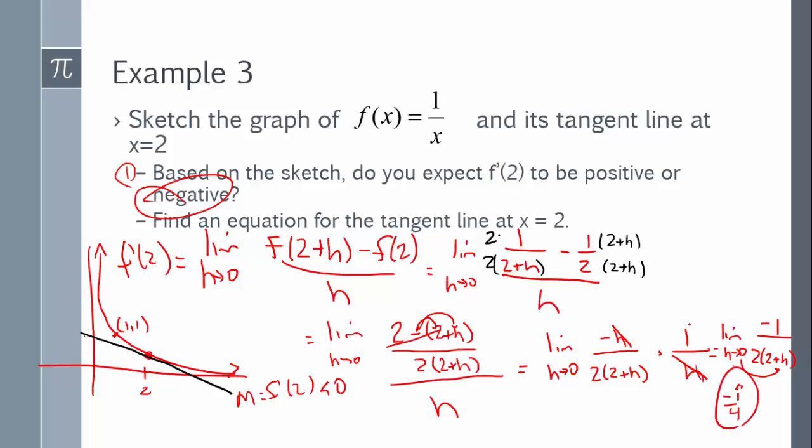So that's the slope. Hey, look, that just verified numerically what I said in the first question. I knew we would have a negative f prime of 2 because of the picture, and I've just proven it with algebra. Now to get our equation for our tangent line, we can actually just use that slope. So it's going to be y minus 1/2 equals negative 1/4 times x minus 2, using my given point and my slope.